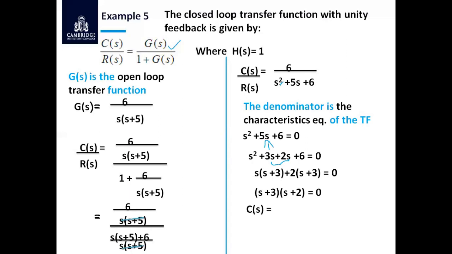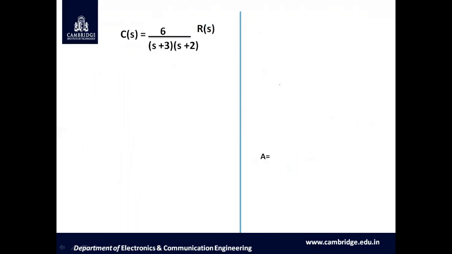So now let us substitute for R of s. We know that R of s is given in the question in the form of a step input with magnitude 3, and we have taken the Laplace transform of r of t and obtained R of s as 3 by s. So let me cross multiply, take it to the other side, and substitute for R of s as 3 by s. So let us continue solving this problem. C of s will be equal to 6 by s plus 3 into s plus 2 into R of s.